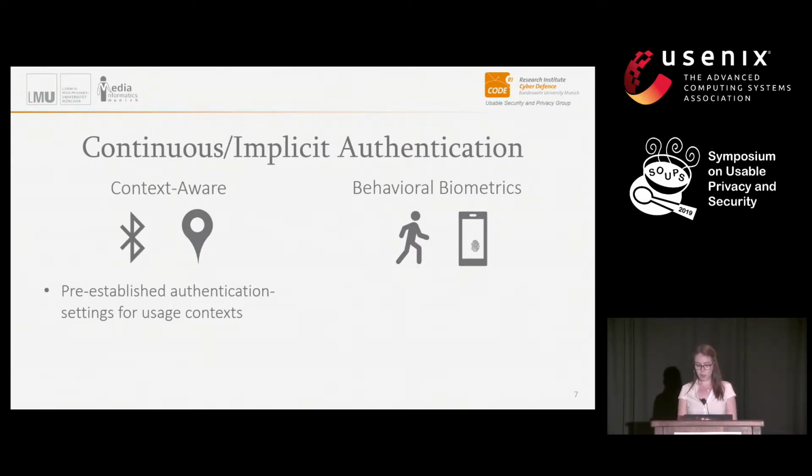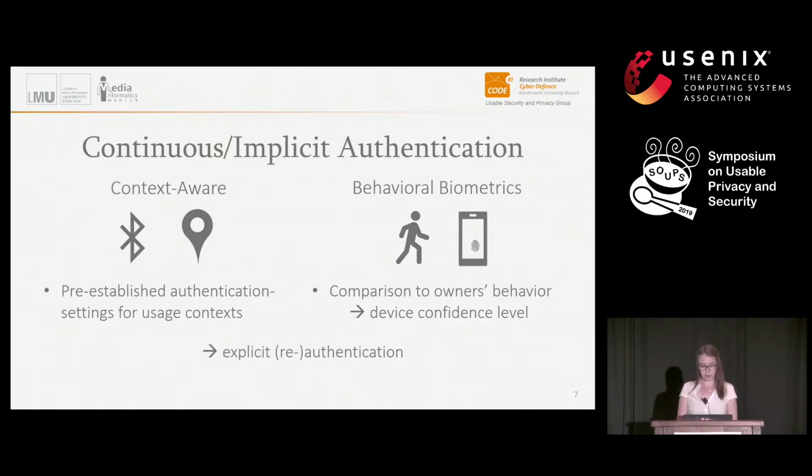The second approach, behavioral biometric implicit authentication, is where the system continuously compares the current usage with the device owner's behavior pattern. So based on this comparison, the so-called device confidence level is calculated. If the device confidence level falls below the authentication threshold, the implicit authentication failed. So both approaches might need an explicit re-authentication.